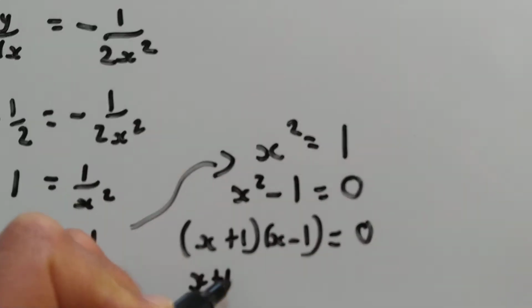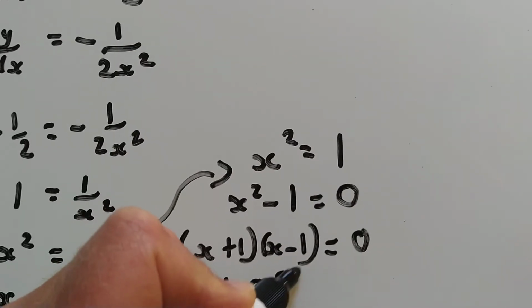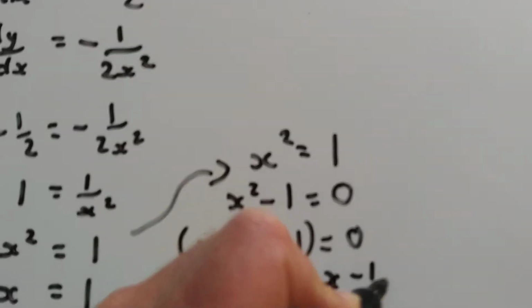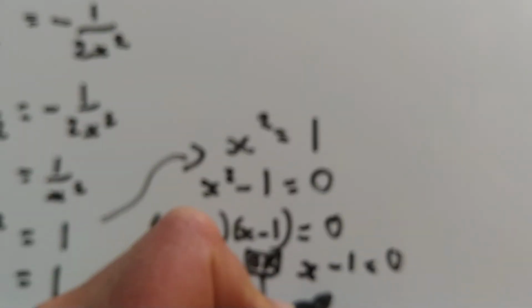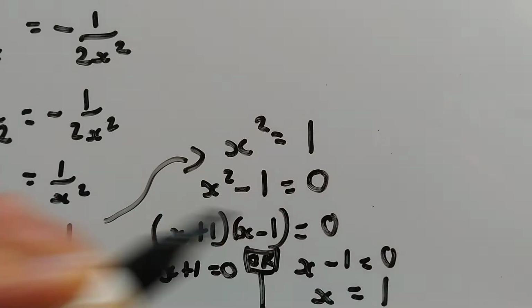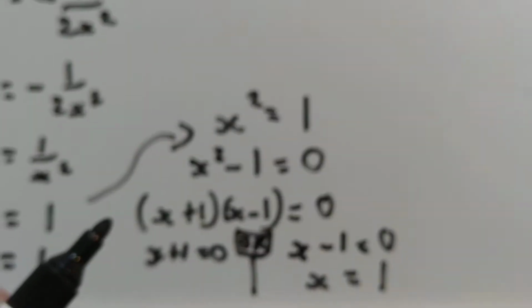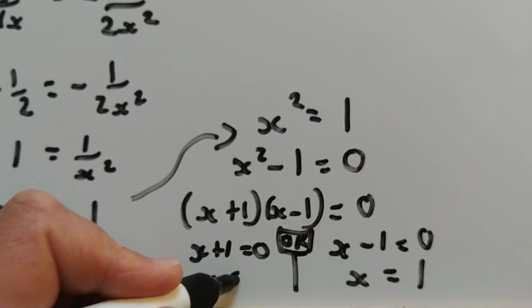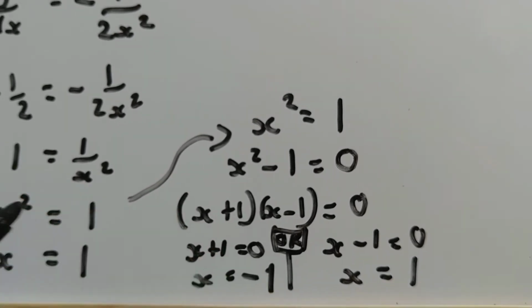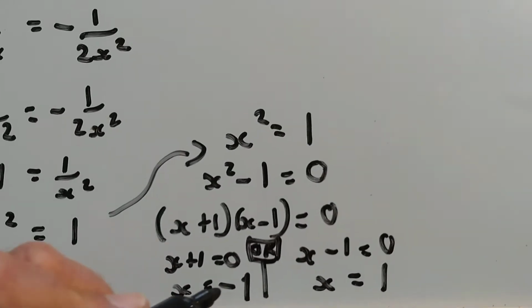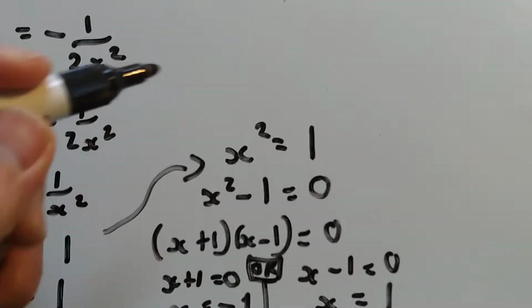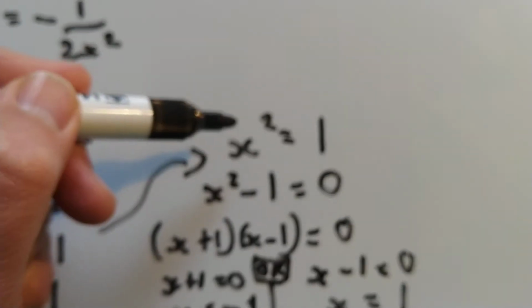So x plus 1 equals 0, or x minus 1 equals 0. So the second bit says x equals 1, which we had already worked out. But this one here says x equals negative 1 is another possible solution, because negative 1 times negative 1 is also plus 1. So there are two answers when I'm solving x squared equals 1.